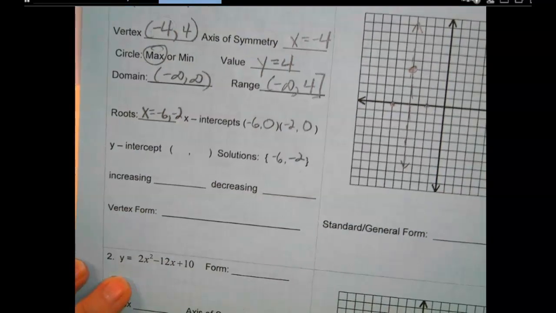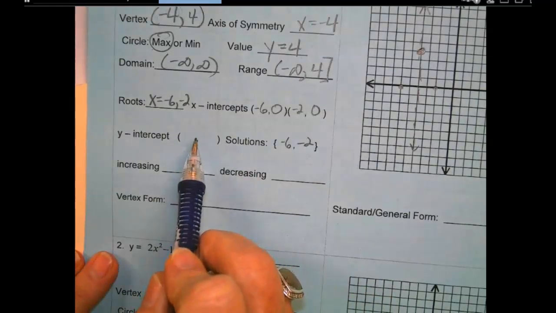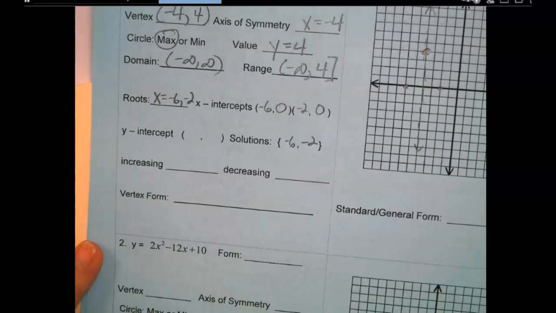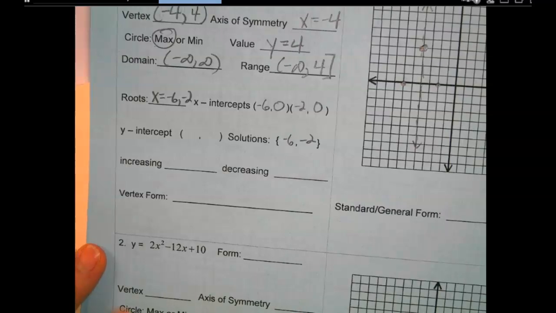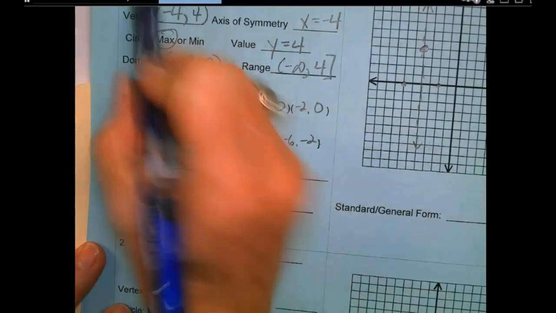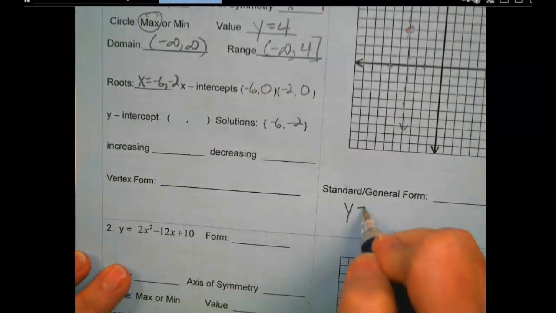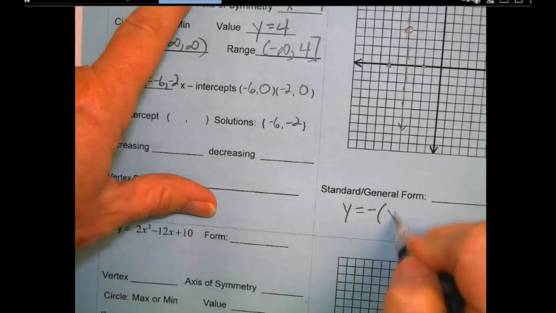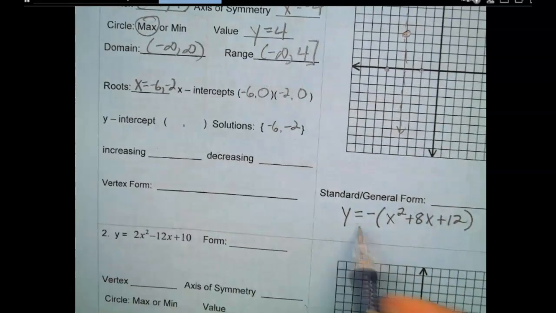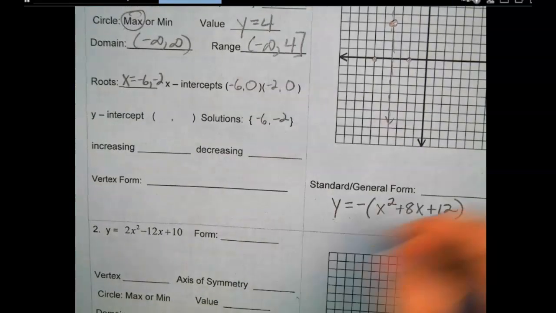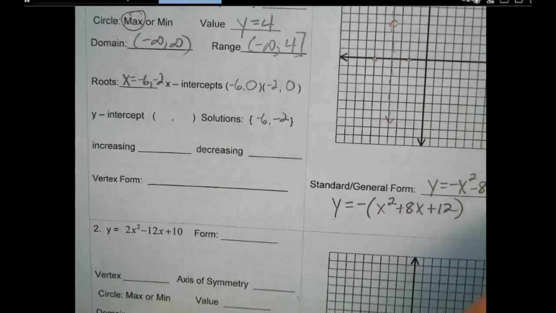So the next thing that I run into is that I don't have my y-intercept. And y'all, which one of those is it easiest to find the y-intercept? The standard form, okay? So I'm going to go ahead and take this, and I'm just going to multiply it out. So if I do that, I get y equals a negative x times x is going to give me x squared plus 8x plus 12. And when I distribute the negative, I'm going to get my standard form, which is negative x squared minus 8x minus 12.